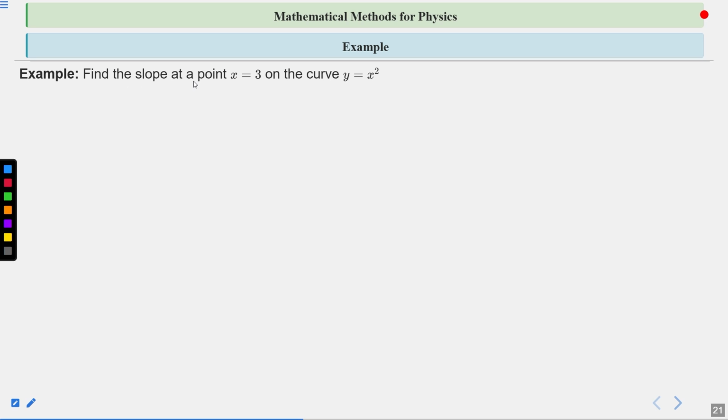Find the slope at a point x is equal to 3 on the curve y equal to x square. The equation is given: y equal to x square. Solution: if we want to find the slope at any point, we differentiate y equal to x square.